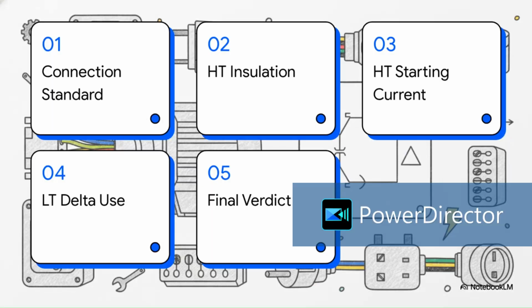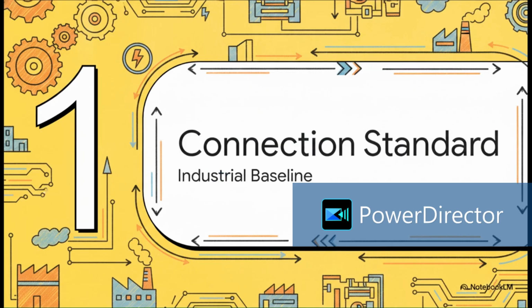So here's our roadmap for figuring this out. First, we'll look at the motor connection standard itself. Then, the insulation problem with HT motors. Third, controlling that HT starting current. Fourth, why LT motors use delta. And finally, the final verdict. All right, let's start with part one, the motor connection standard.